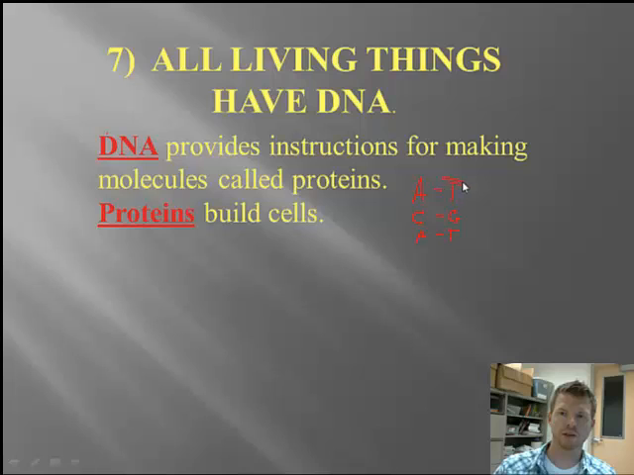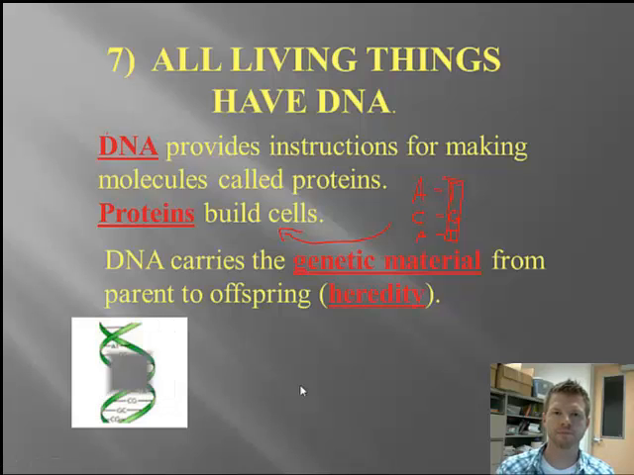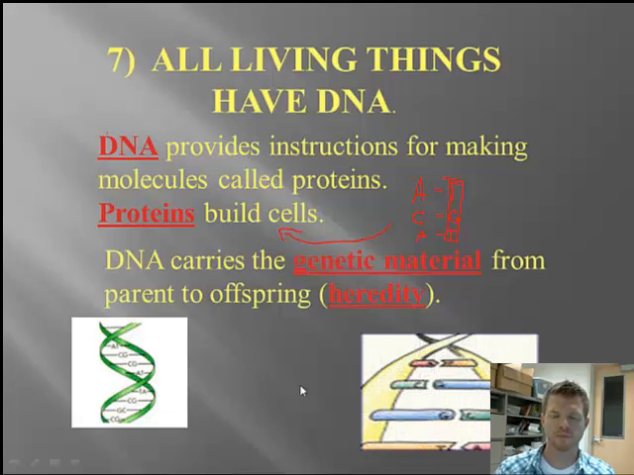And all this right here are codes for amino acids and eventually proteins. So that's important. All living things from the unicellular to the multicellular have the genetic code. They have DNA. And that DNA is going to be passed from parent to offspring during reproduction.